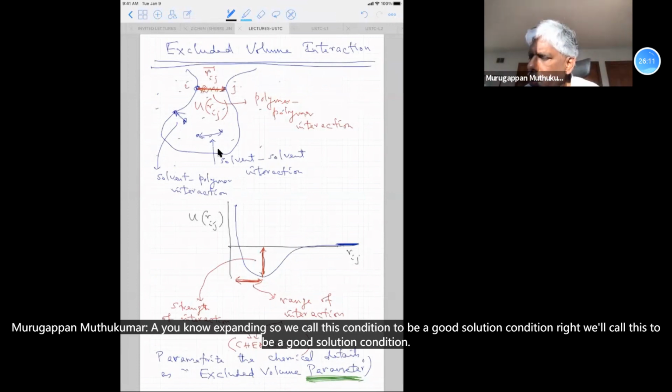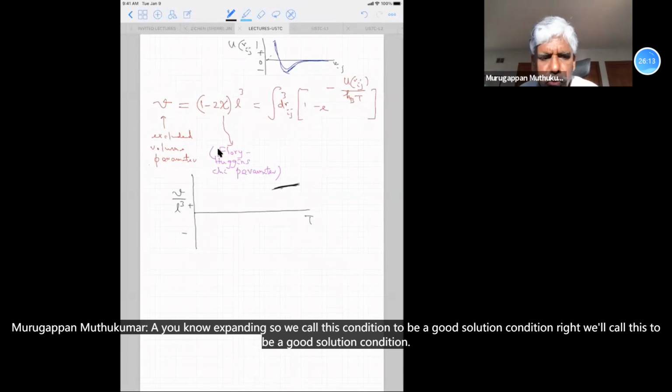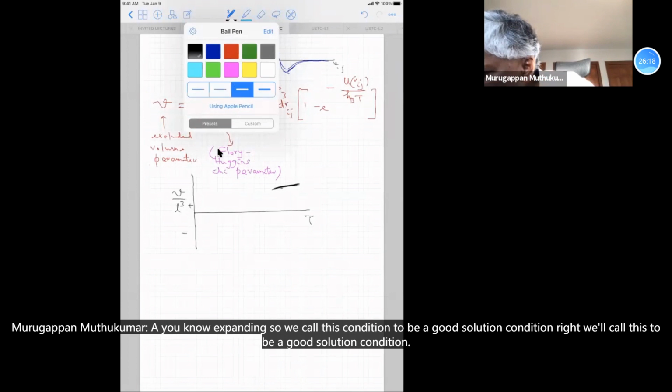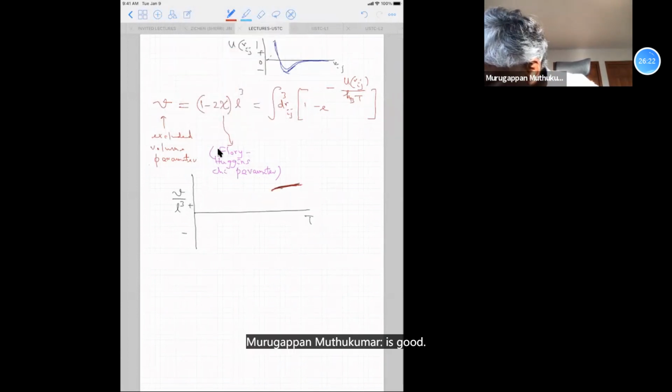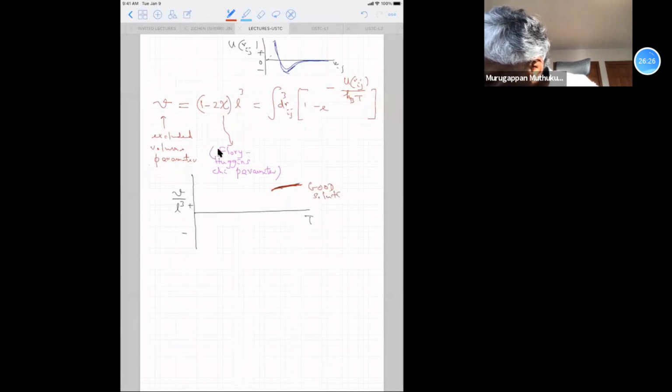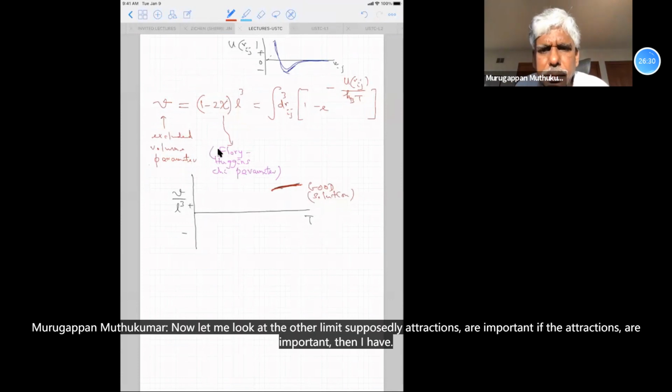expanding. So we call this condition a good solution condition. Right? We'll call this a good solution condition. It is good solution. Okay. Now let me look at the other limit.